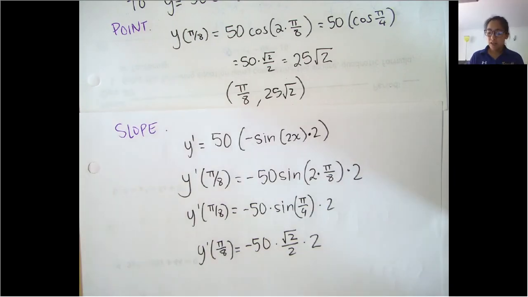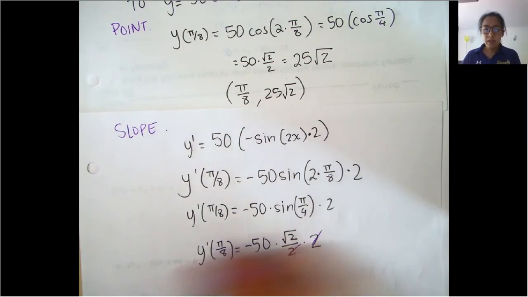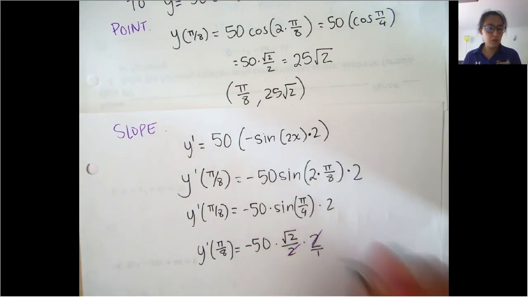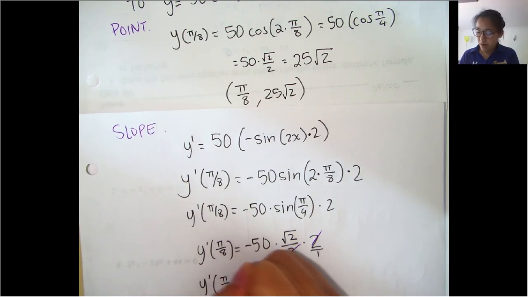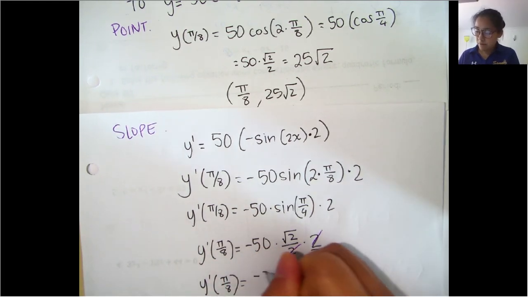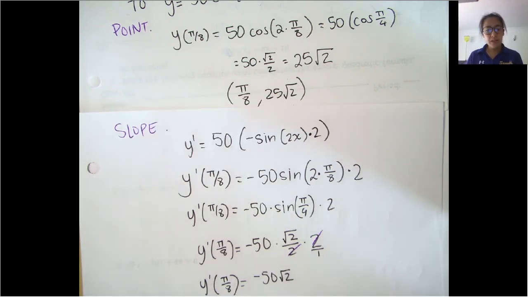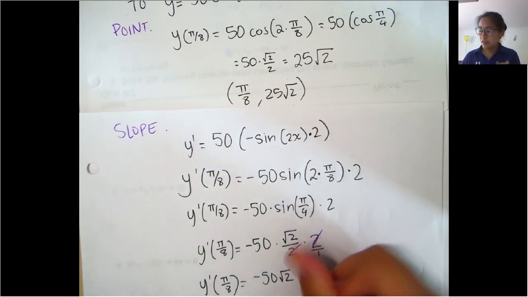So we have negative 50 times root 2 over 2 times 2, and you'll see that those 2s will cancel out, or divide out to be 1, because it's the same as 2 over 1. And so then we have y prime of pi over 8 equals negative 50 root 2. This is going to be your slope, so this is the m.